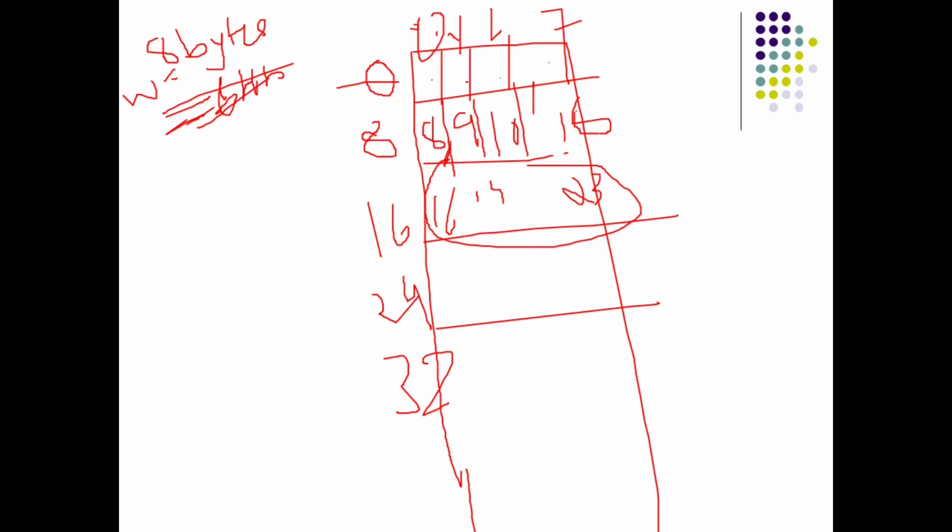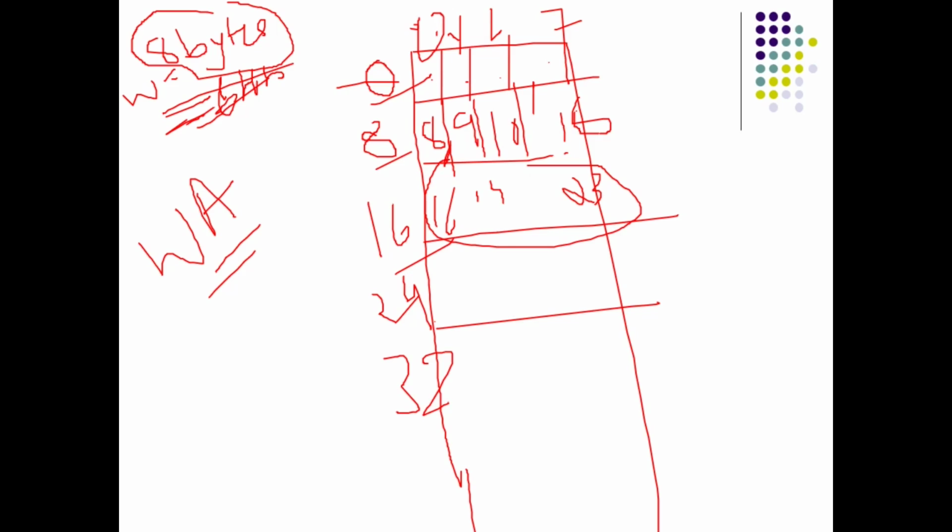How do I know? That's called word alignment. If your word length is 8 bytes, then every word begins with an address that is a multiple of 8. 0, 8, 16, 24, 32: 8 into 0 is 0, 8 into 1 is 8, 8 into 2 is 16, 8 into 3 is 24, 8 into 4 is 32.